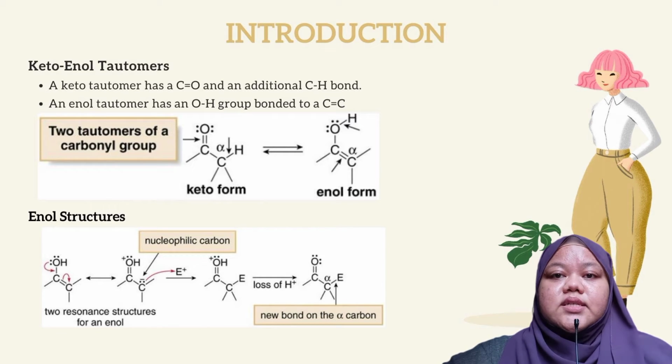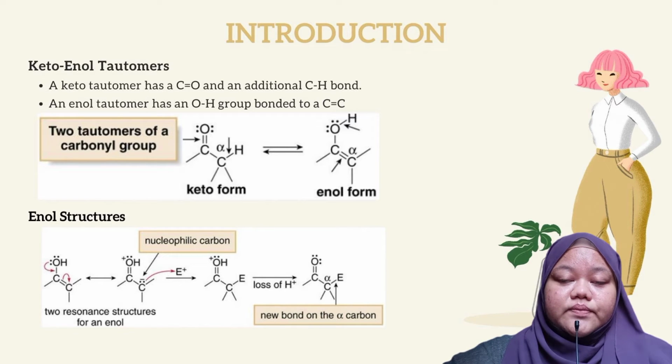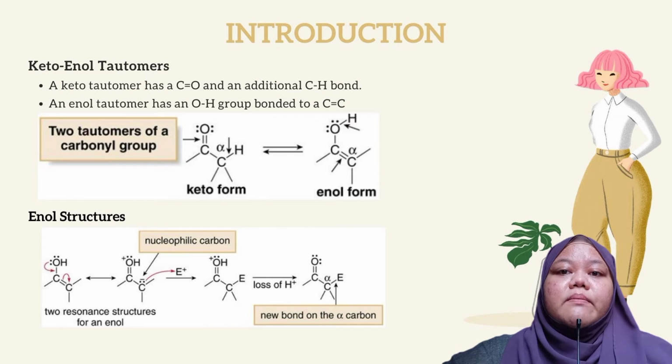Next, enol structures. Enols are more electron rich than alkenes. The OH has a powerful electron-donating resonance effect, which makes it reactive toward electrophiles. The resonance structures make the carbon nucleophilic, so it can react with an electrophile to form a new bond to carbon.